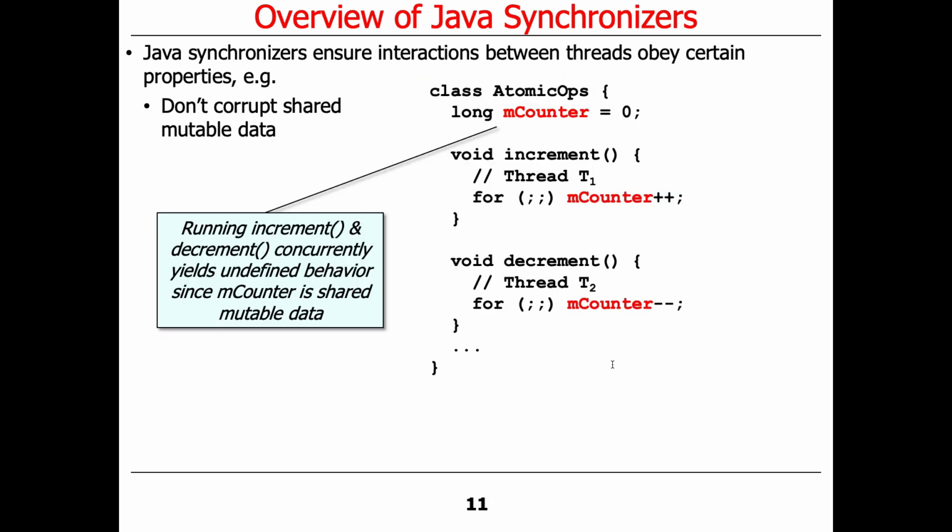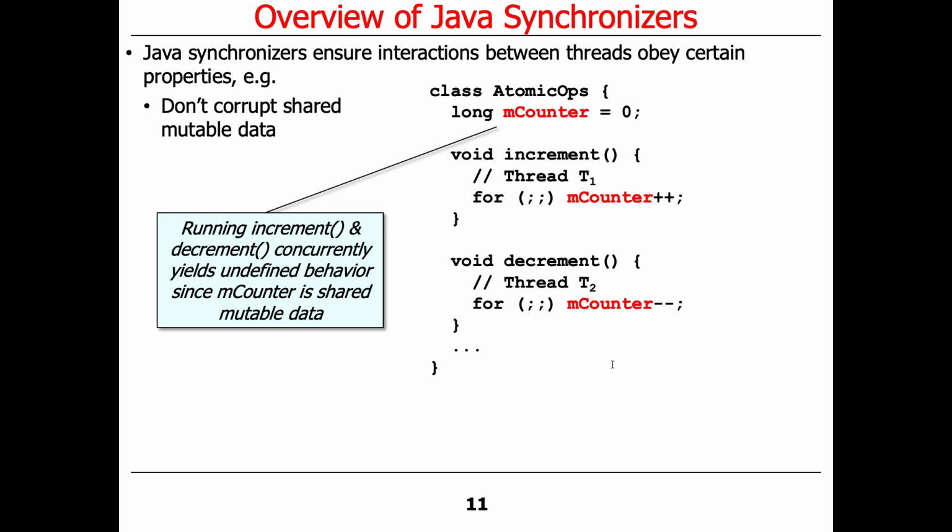So let's take a look at an example. Here's an example. I should actually call this non-atomic ops. What we think we're trying to do here is we think we're going to write a little class that has a field called mCounter, and we want to have an increment and decrement method, 2 of them. And in one thread, we're going to be calling increment, and the other thread we're going to be calling decrement. And we would like the behavior, the output of this thing to be predictable. We don't want the value of counter to be corrupted.